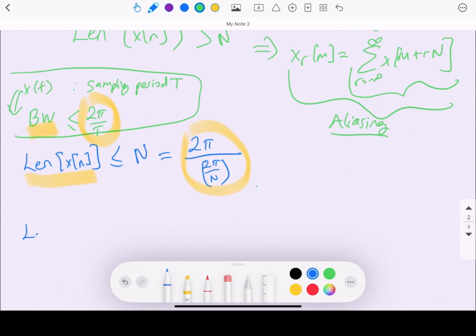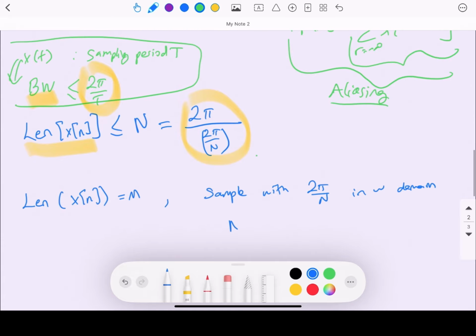Also note that if the signal length is M and my sampling period is 2 pi over N in the omega domain, then we showed that N must be greater than or equal to M, because we are essentially using N basis functions, and for a length M signal we need at least M basis functions. So this is expected.